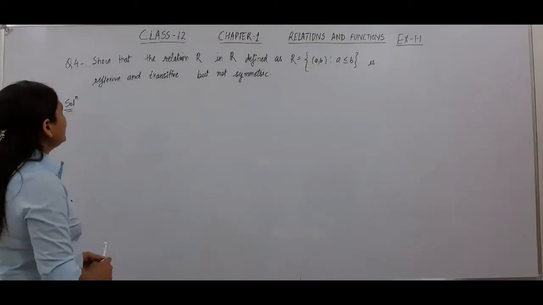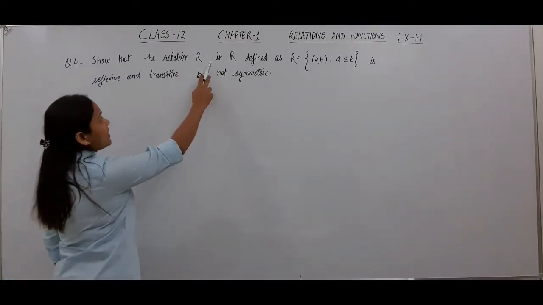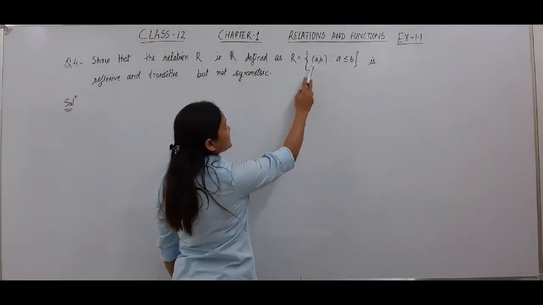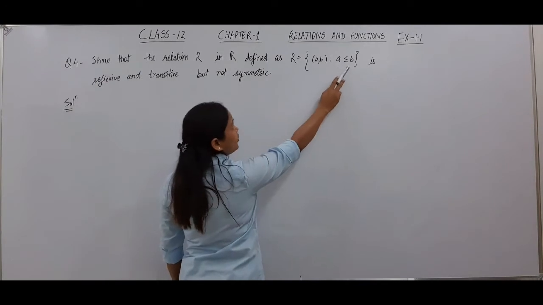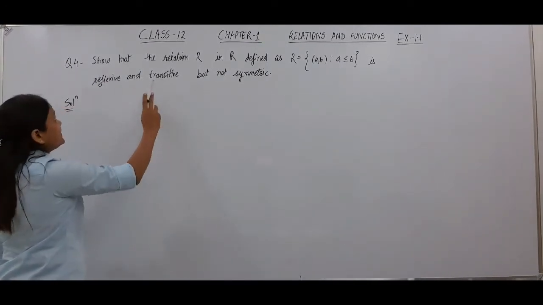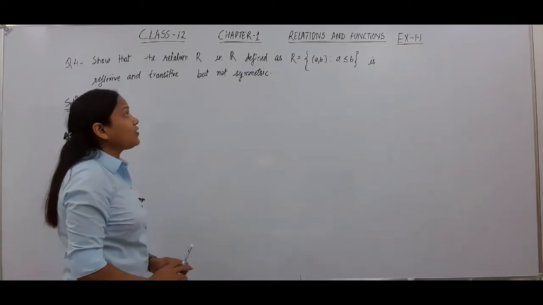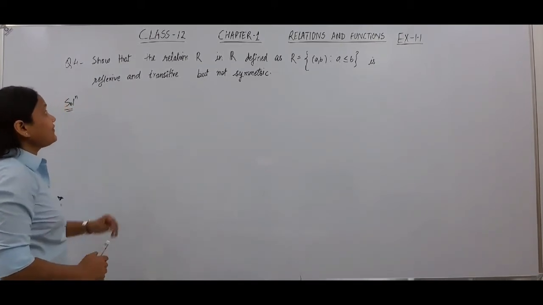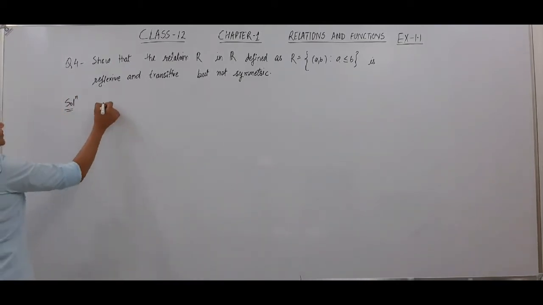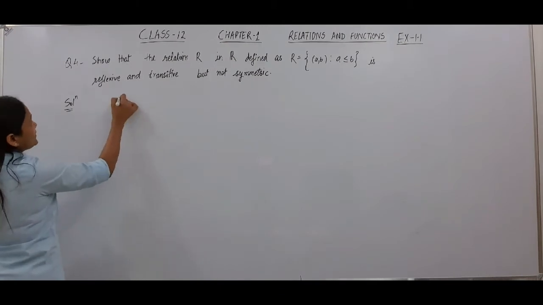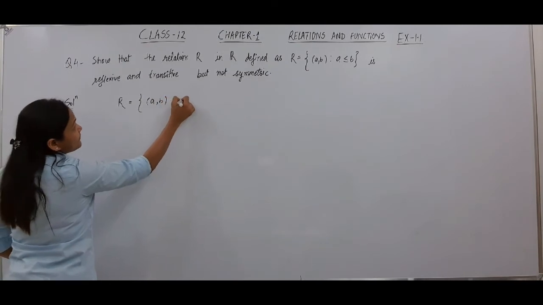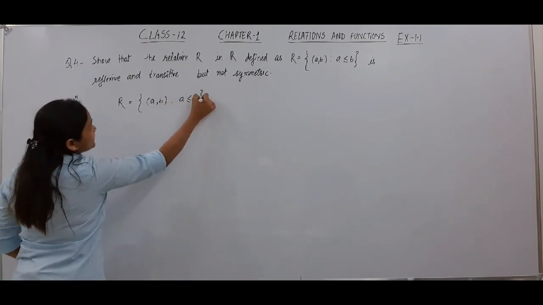Your question 4 is: show that the relation R in the set of real numbers defined as R, A is related to B if and only if A is less than or equal to B, is reflexive and transitive but not symmetric. So you have to show that this relation is reflexive and transitive but not symmetric. So let us take your relation R as A is related to B when A is less than or equal to B.